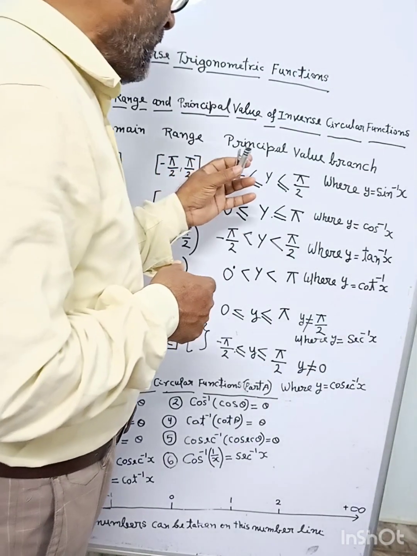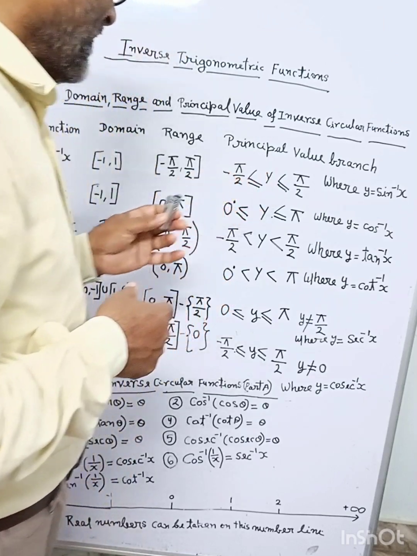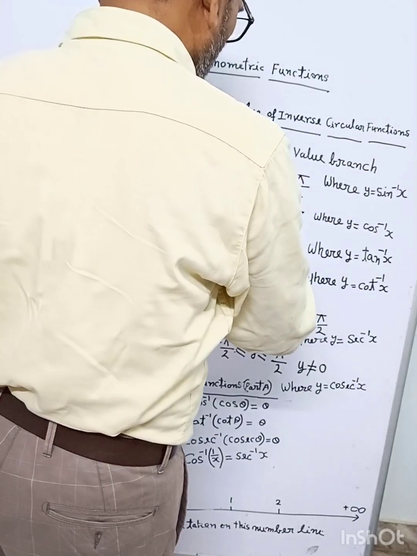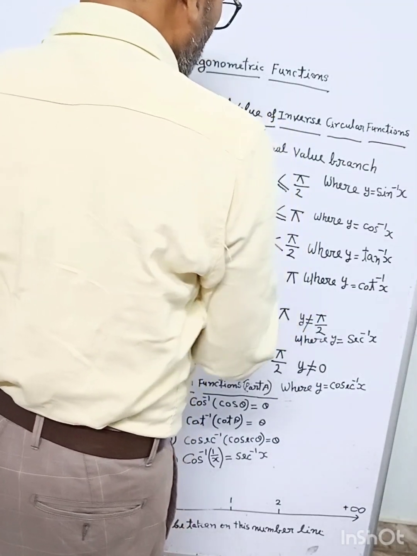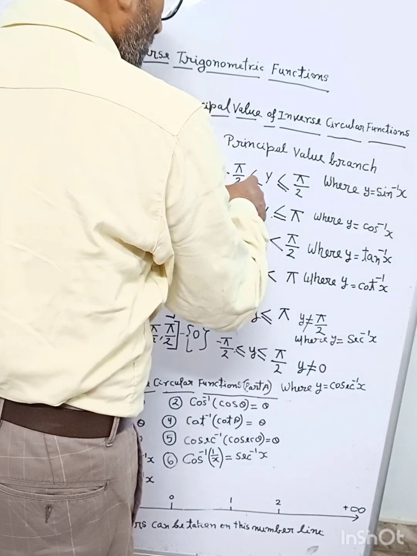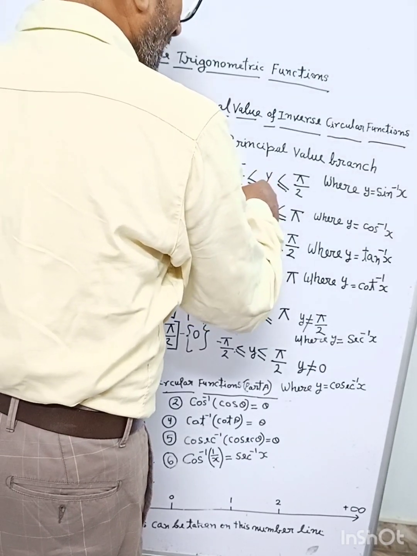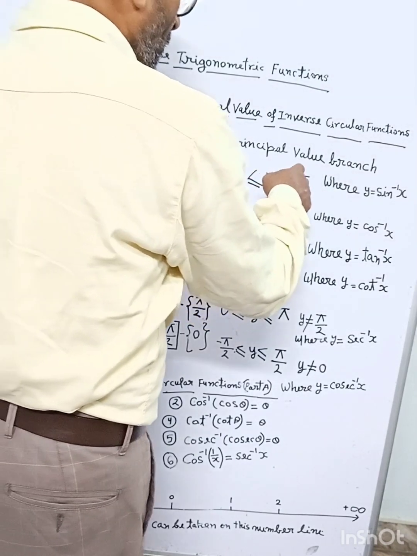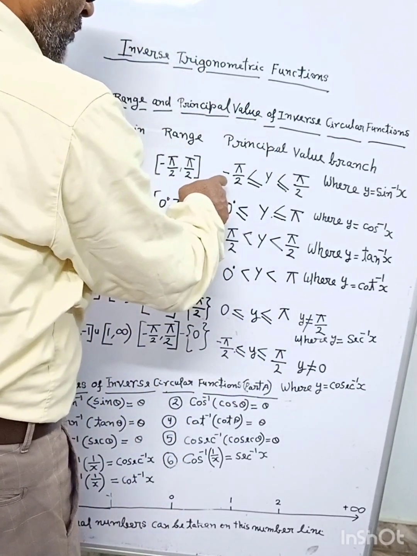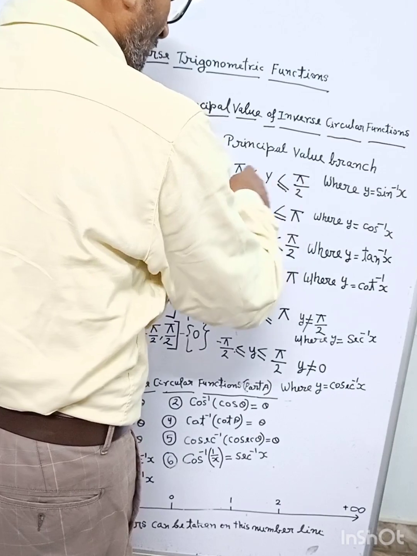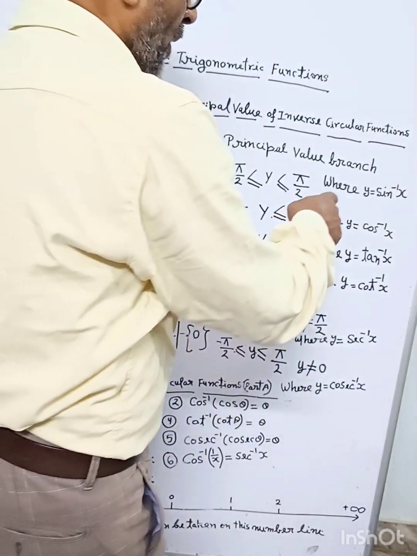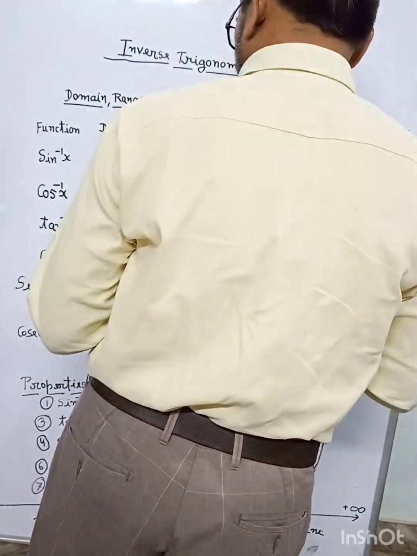Therefore, it can be written as principal value branch: minus pi by 2 is less than or equal to y is less than or equal to pi by 2. It means minus pi by 2 and pi by 2 are also included, where y is equal to sin inverse x.